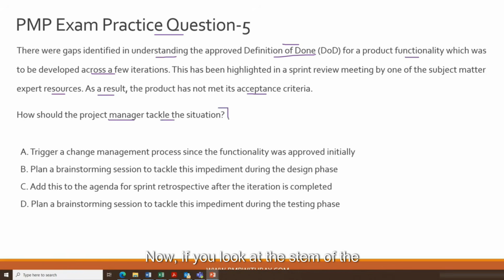Now, if we look at the stem of the question, it's typically a type 1 question. So we'll be using the positive bias principle coupled with the ideal project manager behavior framework. Okay, so let's evaluate the options one by one.